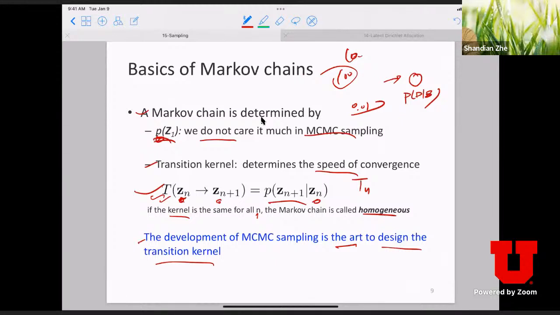Yeah, that's something we're going to look into in detail. Different algorithms will have different designs of the transition kernel. The simplest one may be the symmetric Gaussian: given Zn, Zn plus 1 is sampled from a Gaussian with mean Zn and some variance. That's the simplest one. But you have other methods. Actually, we're going to discuss that in 1 minute.